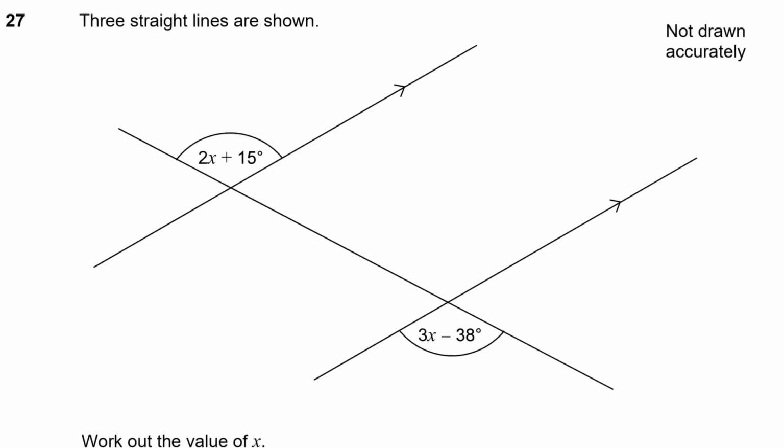3 straight lines are shown. Work out the value of x. Well, they aren't just any old 3 straight lines, are they? We've got 2 lines here that have got arrows on them, which means that these are parallel lines, and we've got a line crossing them.